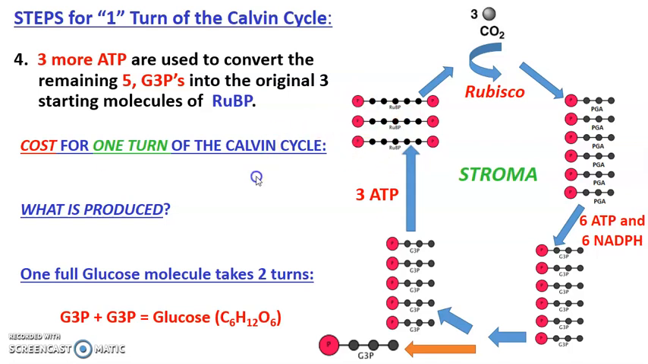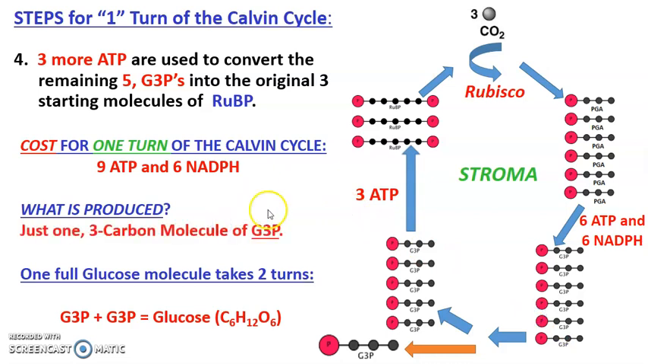So in summary, one turn in the Calvin cycle is going to cost you a total of 9 ATP, 6 from this step and 3 from here, and 6 NADPH molecules. That helped you reduce PGA into a new form, which is G3P. Don't forget, reduce means to add electrons. We produce, again, one G3P. And that is all we really remove from the system.